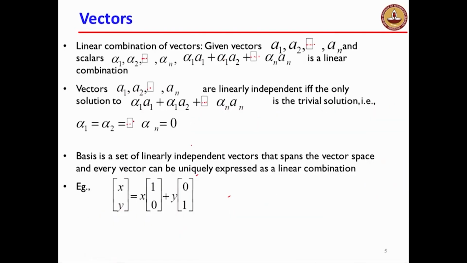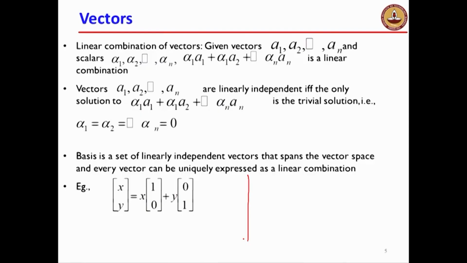Now, given a vector space, it's possible that there are infinite vectors. I will try to find the largest set of independent vectors such that every other vector can be written as a linear combination of these vectors. That's called a basis set.